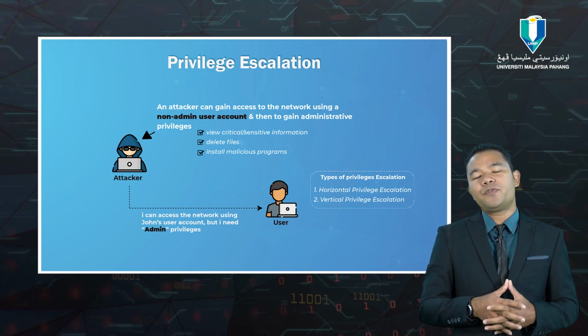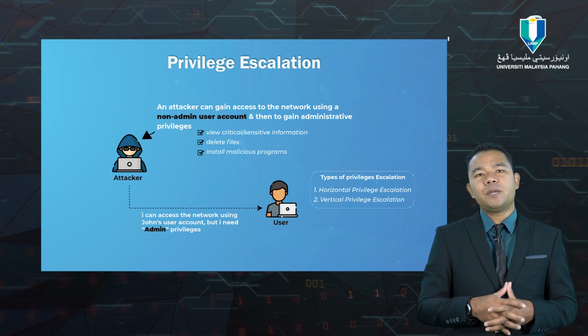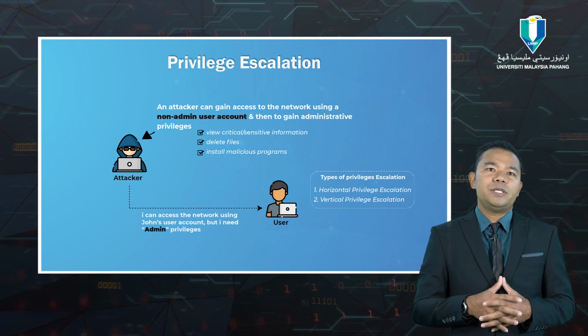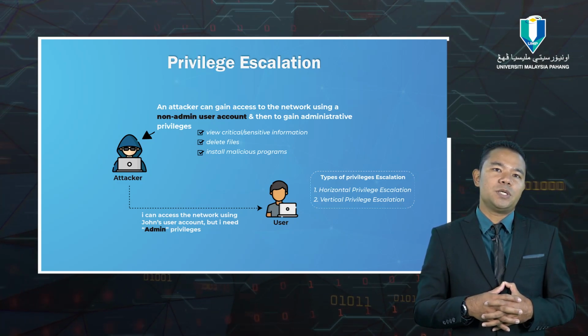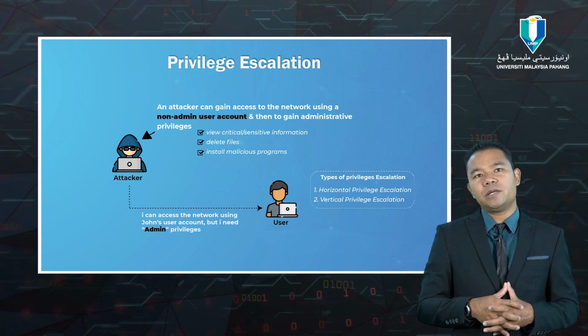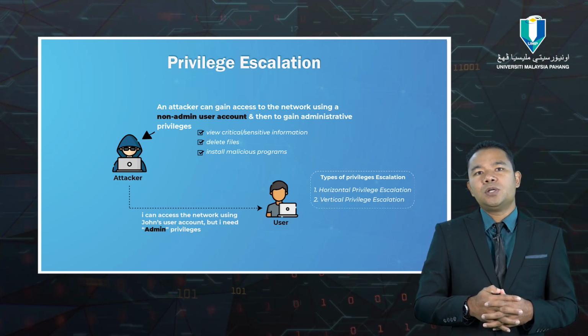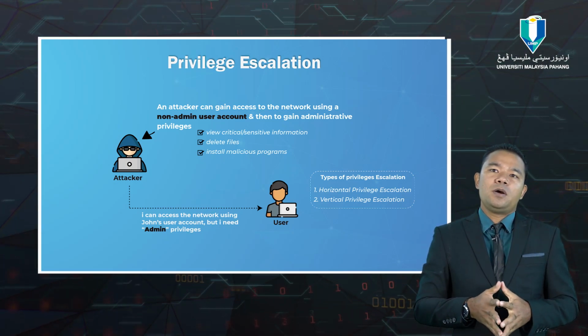We have horizontal privilege escalation. It refers to acquiring the same privilege that has already been granted by assuming the identity of another user with the same privilege. Vertical privilege escalation refers to gaining higher privilege than those existing. This is an example of attacker and user.